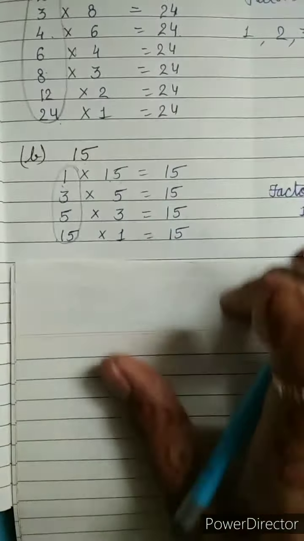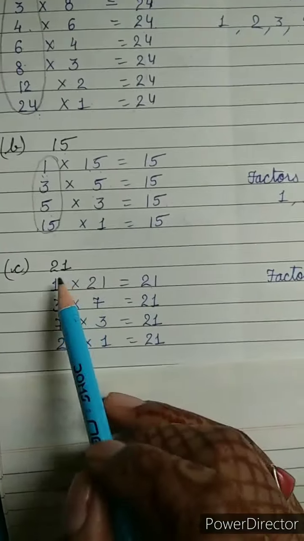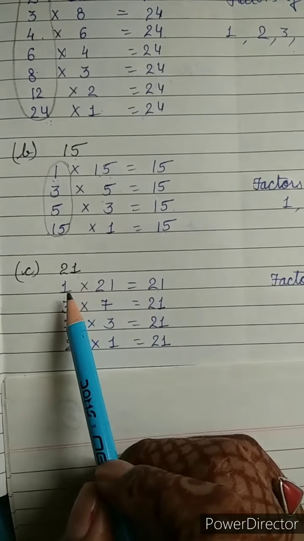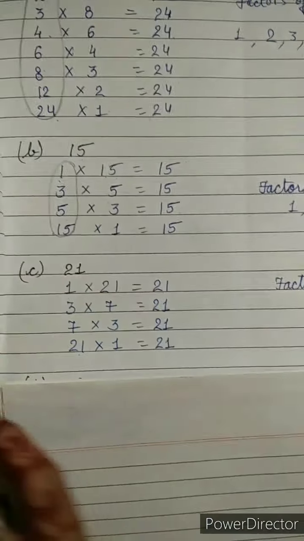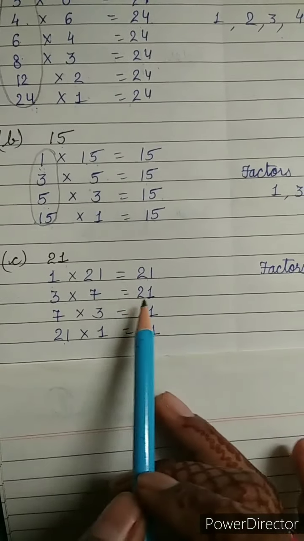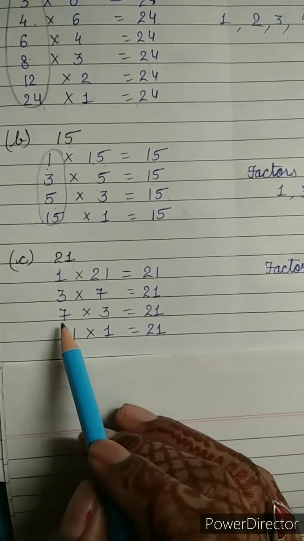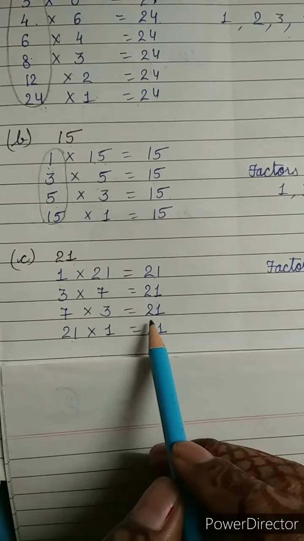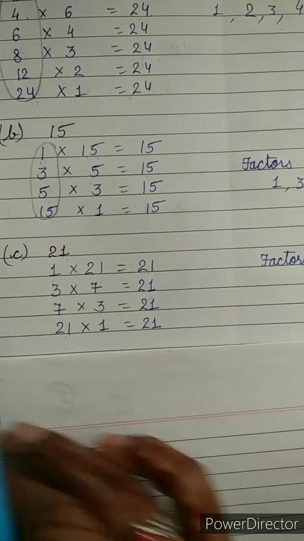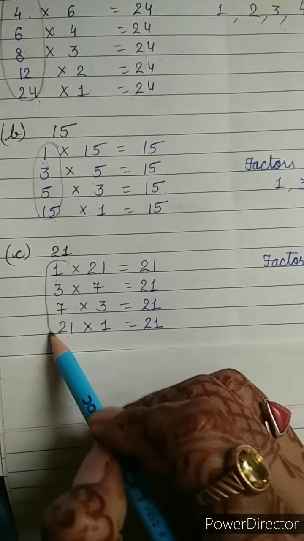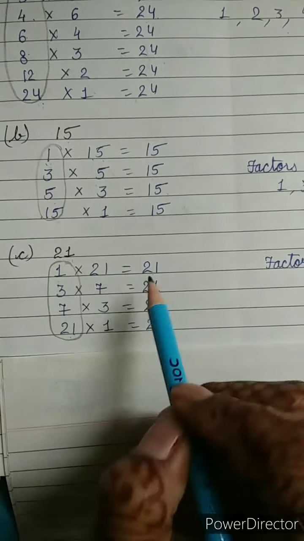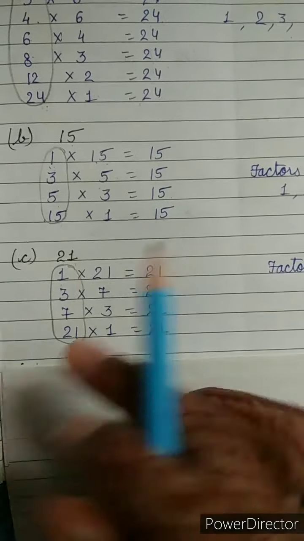After this we have question C, number 21. In the table of 1, 21 times we have 21. In the table of 3, 7 times we get 21. In the table of 7, 3 times we get 21, and in the table of 21 we get 1 time 21. So 1, 3, 7 and 21 are the factors of 21.